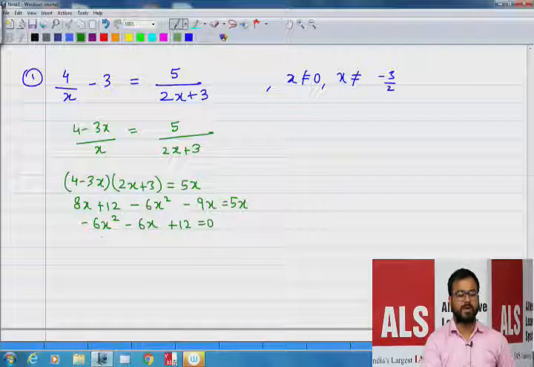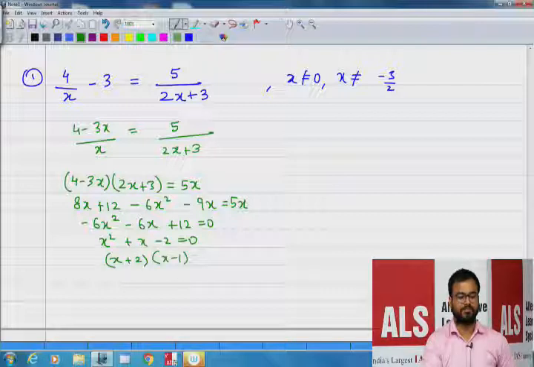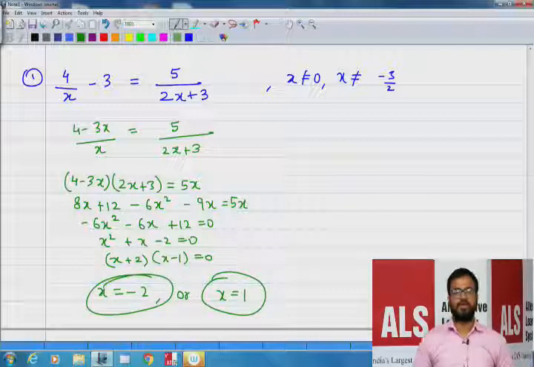So dividing by minus 6, it will be x square plus x minus 2 is equal to 0, and it can be factorized as x plus 2 and x minus 1. So x will be equal to minus 2 or x is equal to 1. 1 or minus 2, that is the correct answer.